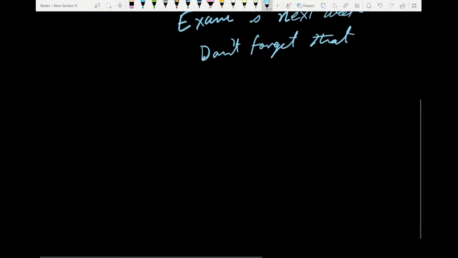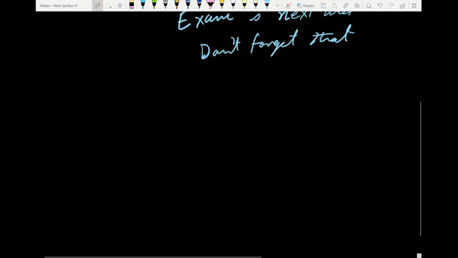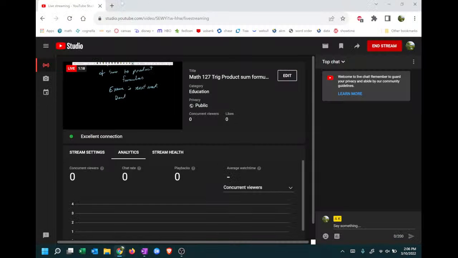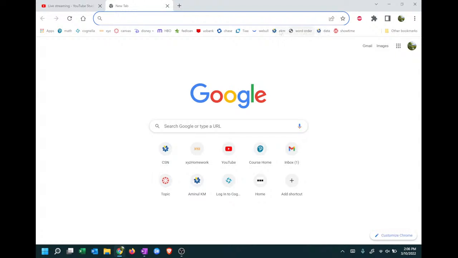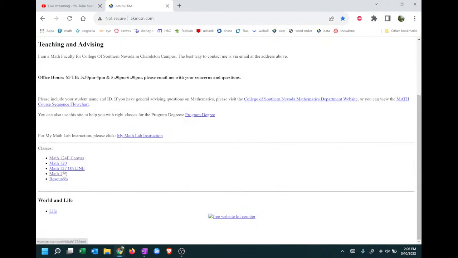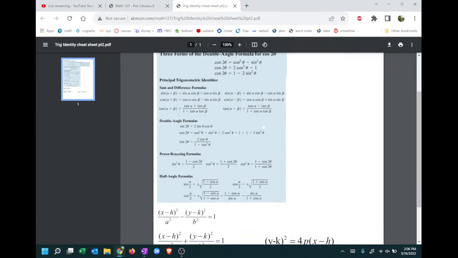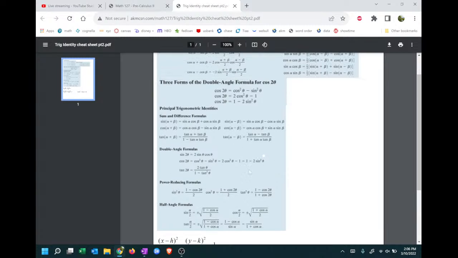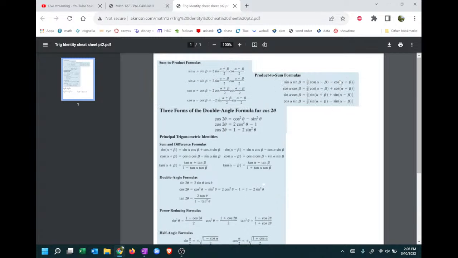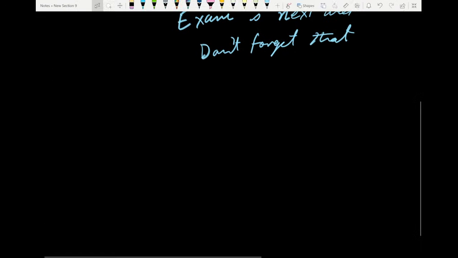All right, so let's look at it. This one is very simple again. We're just going to go to my website and then go to Math 127 trig formula. And this is what we're looking at. There's a product to sum and difference, and then sum to product formulas. These two things, that's what we'll be looking at. I don't expect you to memorize that. All right, so let's look at the first one.